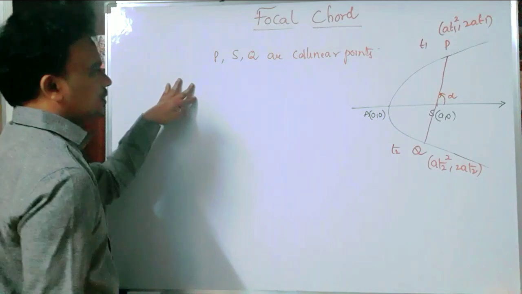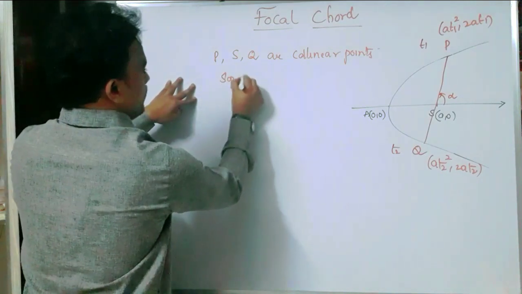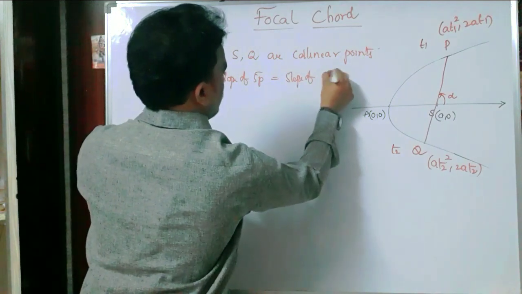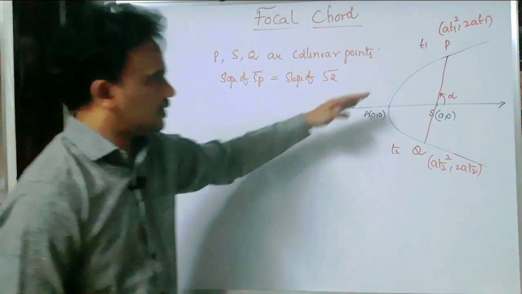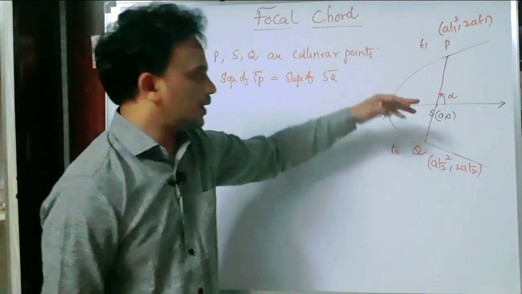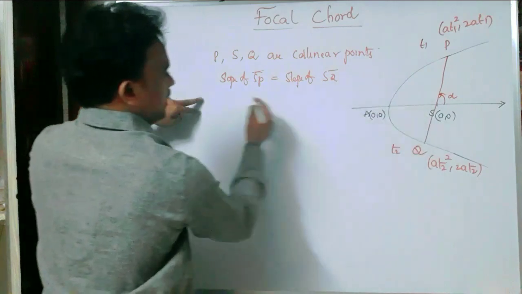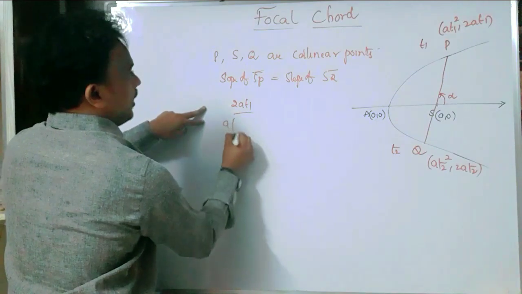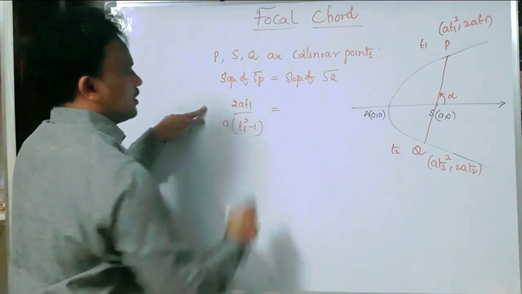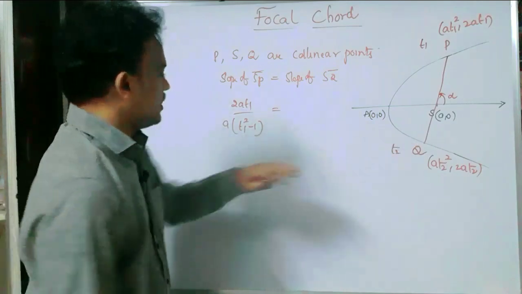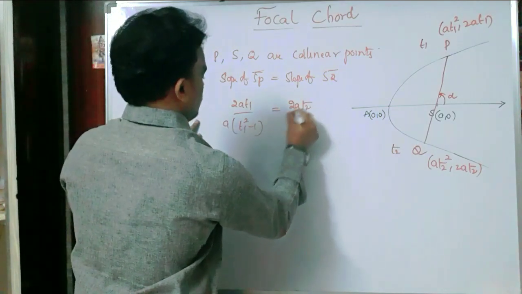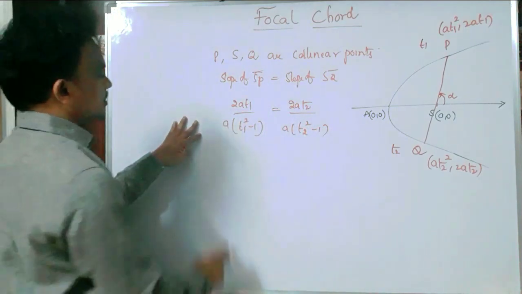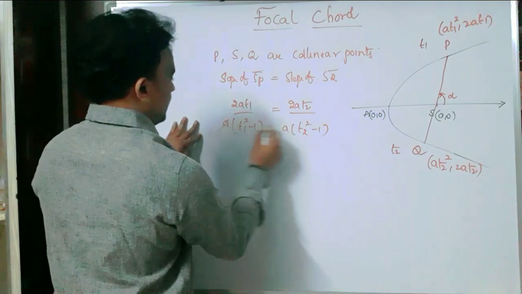Collinear points means the slope of SP is equal to the slope of SQ. Why? Because the three points are collinear. So the slope of SP is 2a t1 by a of (t1 square minus 1), equal to the slope of SQ. Same like this we get 2a t2 by a of (t2 square minus 1). Both sides 2a and a get cancelled.